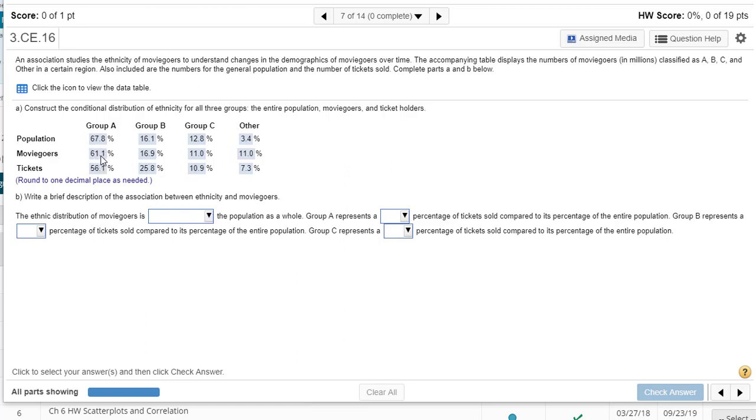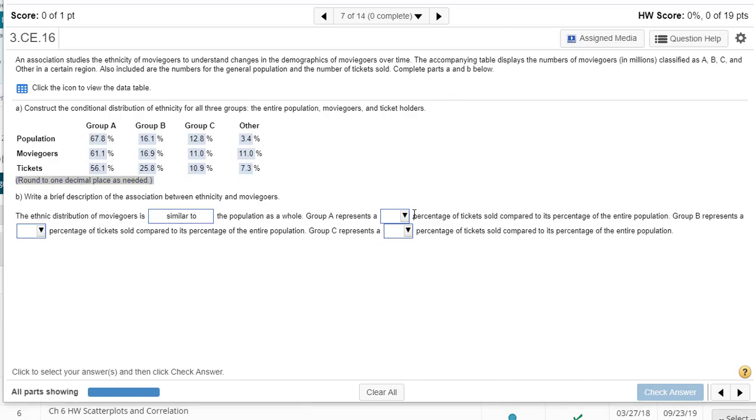So moviegoers, we have 61.1 versus 67.8 for Group A, and then 16.9, 16.1. You know, that's pretty close. So I'd say similar too. And sometimes these are subjective. Usually there's a better answer, so I know those are sometimes difficult to quantify. Group A represents, let's say we're looking at blank percentage of tickets sold compared to its percentage of the entire population.